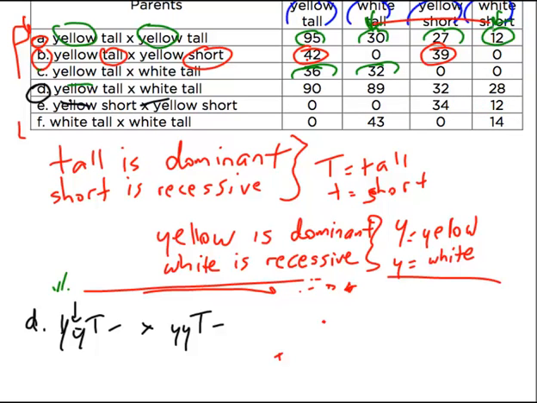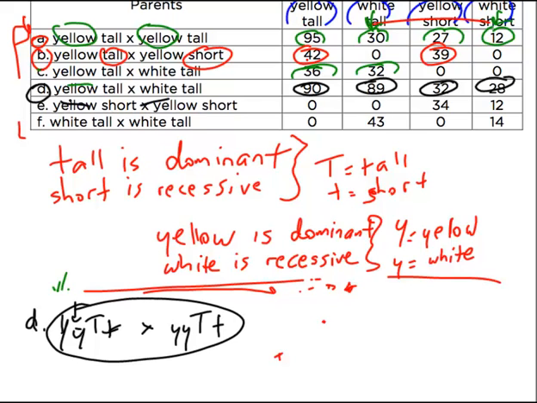Look at the tall situation. The ratios in tall are 179 there, I believe, to exactly 60 tall to short. That's a 3-to-1 ratio. And the only way to get that is big T little t times big T little t. All right, so in this case, you can, with absolute definite certainty, say that these are the two parents. The yellow and tall one was a double heterozygote, and the other parent is little y, big T little t.